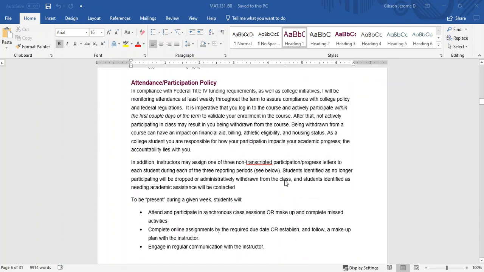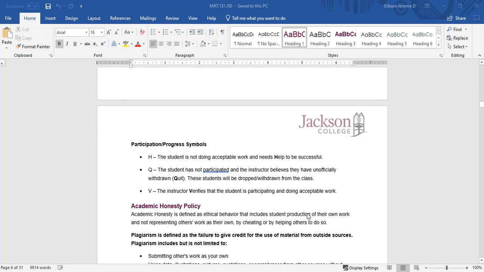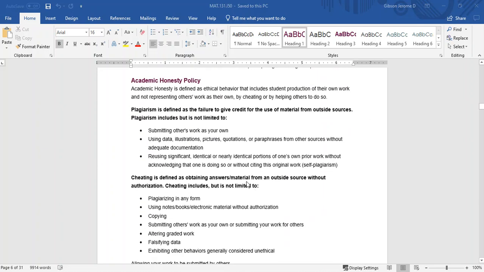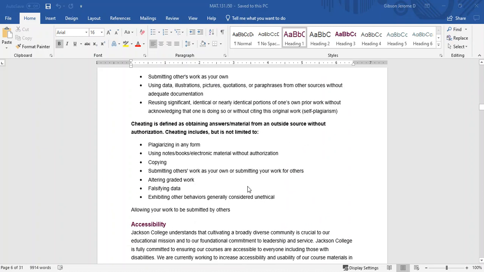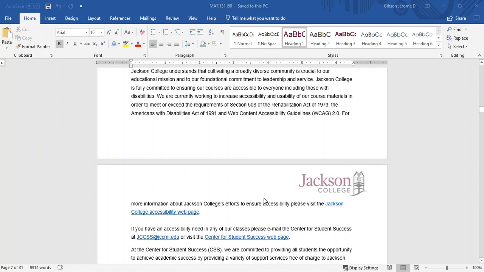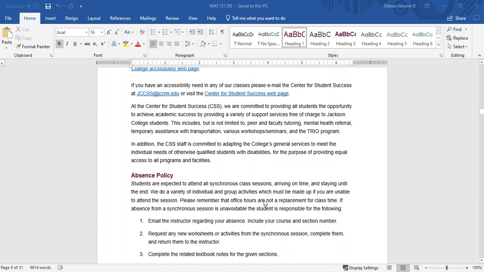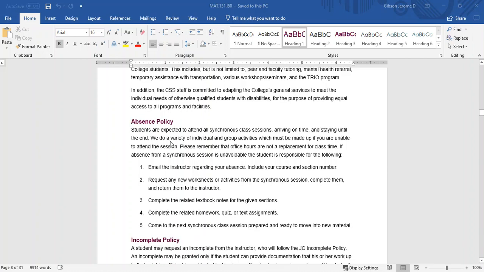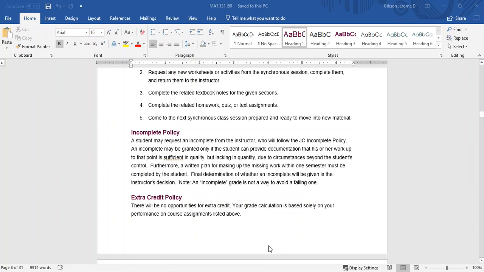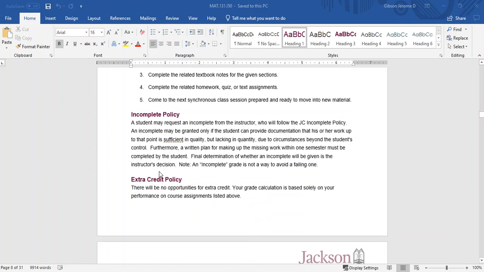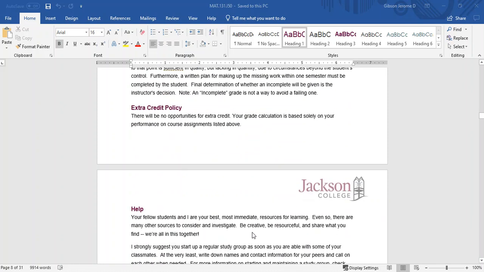Okay, the attendance and participation policy, we went over that. This is just reiterating that. Academic honesty, make sure that you're honest and you can read through all of the requirements at your leisure. Okay, now the absence policy, you need to follow these steps in order to not be dropped from the class. This is a very good policy here. Okay, the incomplete policy, you can read that at your leisure. Extra credit policy, there's no extra credit in math courses.